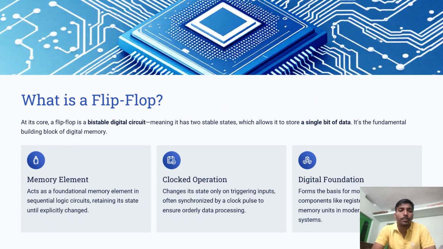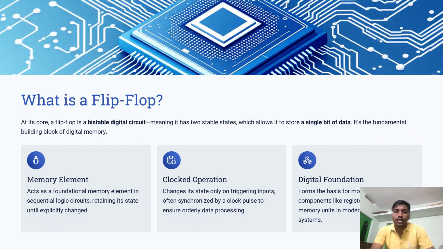What is a flip-flop? At its core, a flip-flop is a basic digital circuit, meaning it has two stable states, which allows it to store a single bit of data. It is a fundamental building block of digital memory. First, memory element: it acts as a fundamental memory element in sequential logic circuits, retaining its state until an external change.